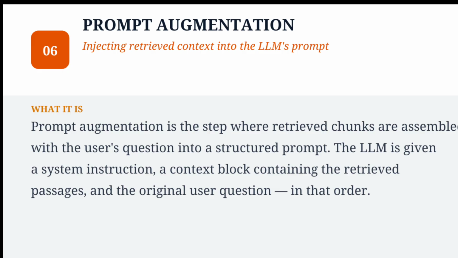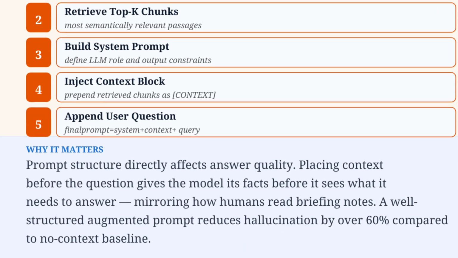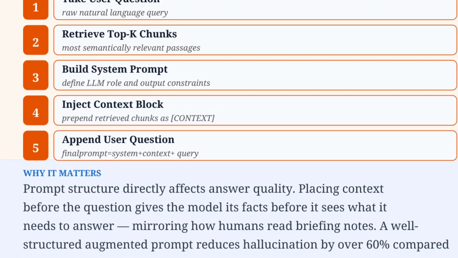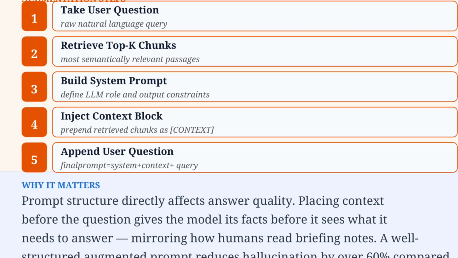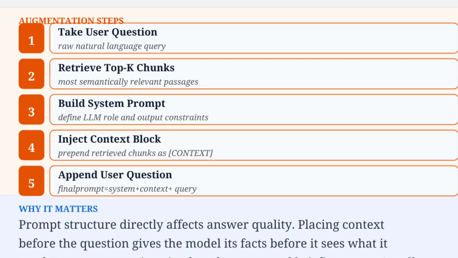Like handing someone a briefing document before asking them a question. Then they go in informed, not guessing. A properly structured augmented prompt reduces hallucination by 60% compared to sending the question alone without any context. That is not a small improvement. That is the difference between a system you can trust and one you can't.